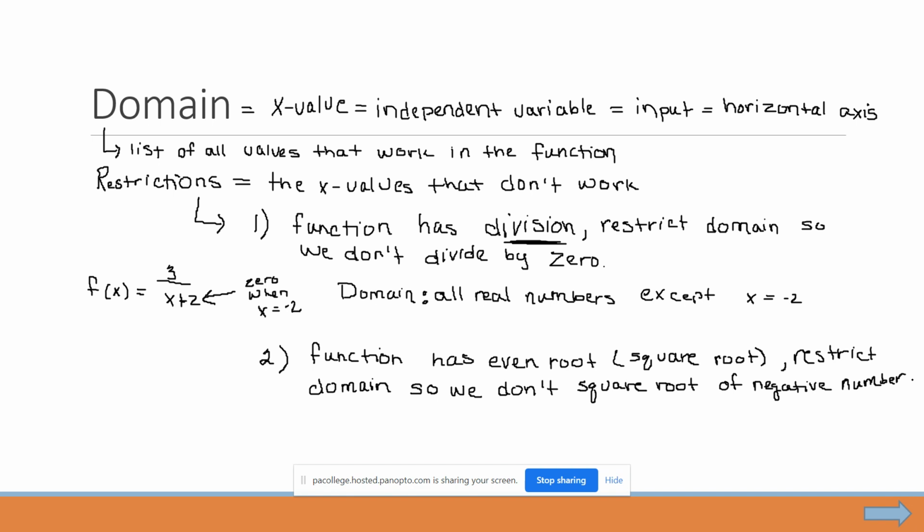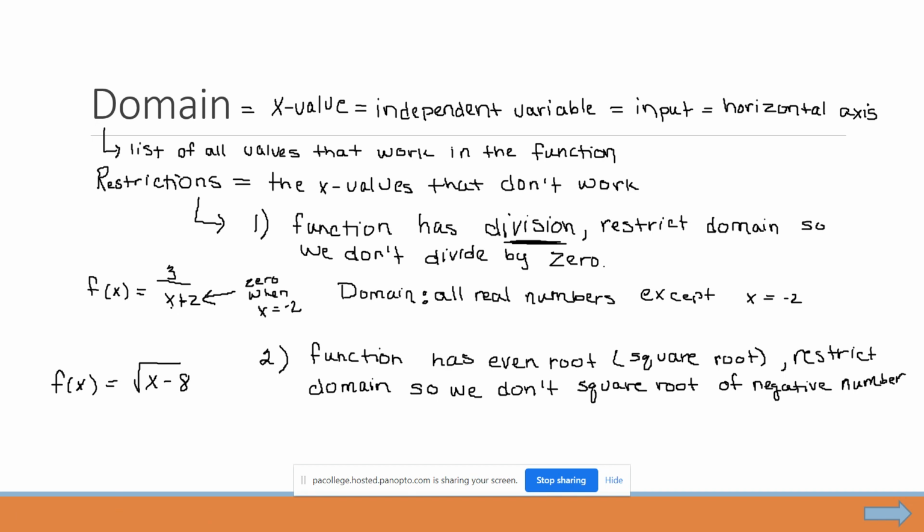But for now, we're going to have to restrict the domain so that we don't go into those imaginary or complex numbers. So let's take a look at an example. For this one, again, we're going to use that function notation. And so we'll go with f of x is equal to the square root of x minus 8.